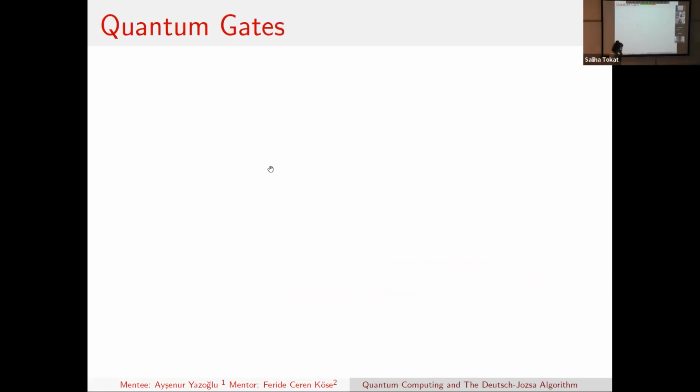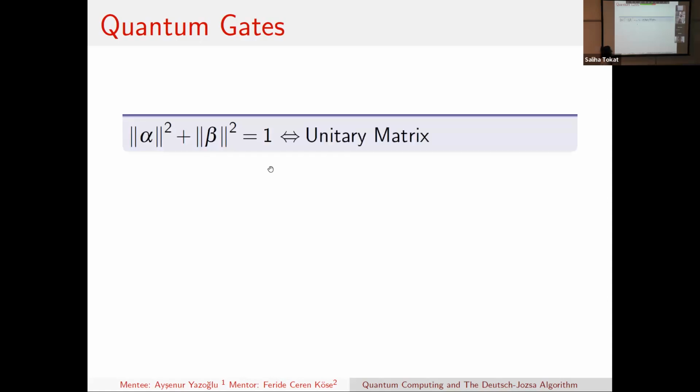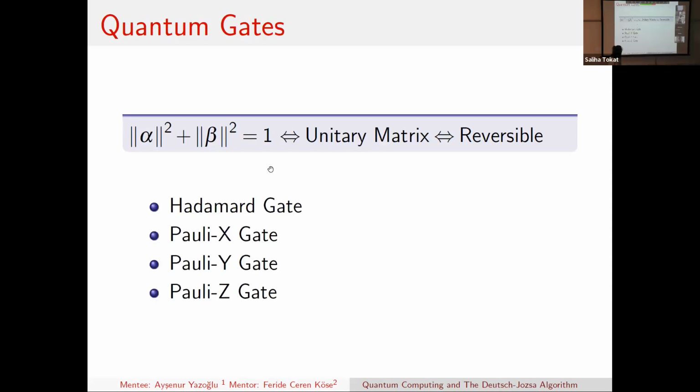So quantum gates, we use quantum gates, as I said, to manipulate the information. Since qubits must preserve the normalization condition at all times, quantum gates must be unitary matrices, and that means that they are reversible. There are as many quantum gates as there are unitary matrices, but we're going to look at just a couple of them today, the important ones. The Hadamard gate and Pauli X, Y, and Z gates.